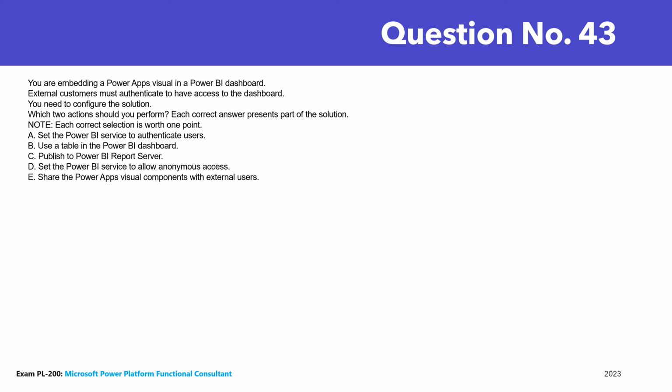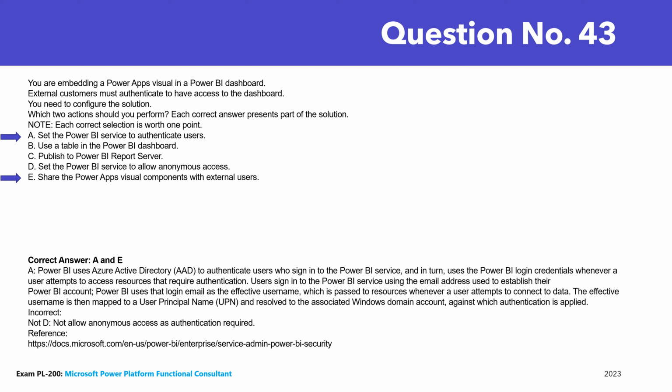A. Set the Power BI service to authenticate users. B. Use a table in the Power BI dashboard. C. Publish to Power BI report server. D. Set the Power BI service to allow anonymous access. E. Share the Power Apps visual components with external users. Correct answers, A and E.